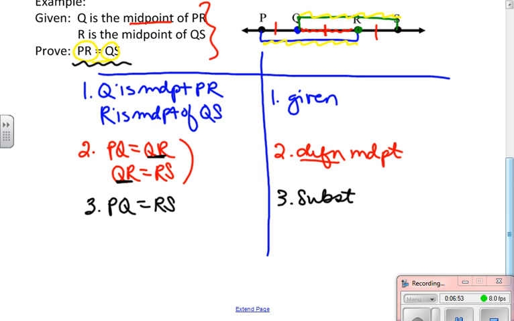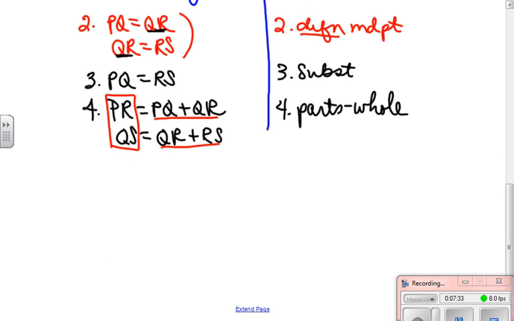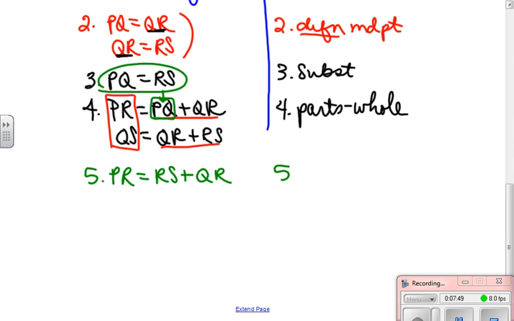Now, I've talked about getting PR and QS in the recipe, so let's write an equation for them. Whenever I have a picture, one of the equations I can always write is that parts to whole relationship. So I know that PR is equal to PQ plus QR, and I know that QS is equal to QR plus RS by parts to whole. Now here's that pattern. Once I have an equation, I want these two guys equal to each other. So can I do any substitutions to make that happen? Well, right here, I know that PQ and RS are the same thing. So why not replace here? I'm going to write that PR is equal to RS plus QR by substitution.